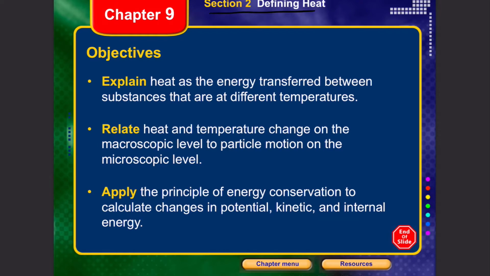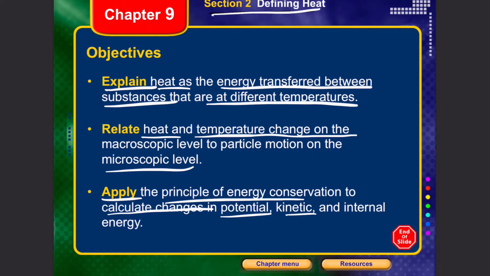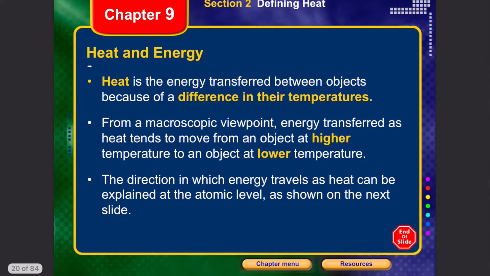In this section we're starting with defining heat. The objectives here are to explain heat as the energy transferred between substances that are at different temperatures, relate heat and temperature change on the macroscopic level to particle motion on the microscopic level, and finally apply the principle of energy conservation to calculate the changes in potential, kinetic and internal energy. So let's start with heat and energy.